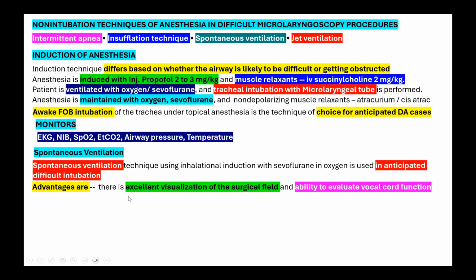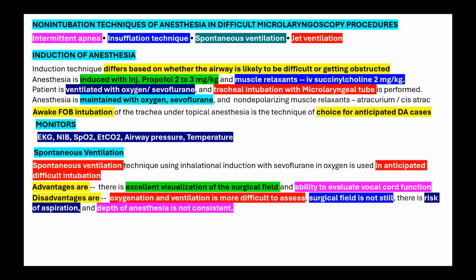The advantages: there can be an excellent visualization of the surgical field and the ability to evaluate the vocal cord function because the patient is breathing. They can see if there is a paralysis or partial paralysis of the vocal cord. You can find out which one is affected, and sometimes repairs can be done also after topicalization while the patient is breathing. And the disadvantages: oxygenation and ventilation can be more difficult to assess.